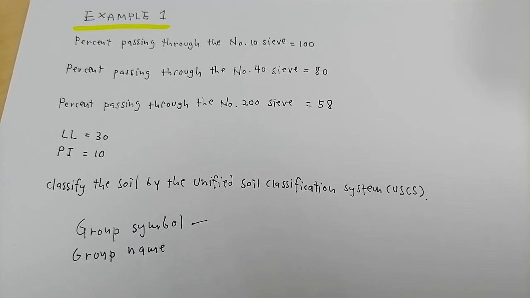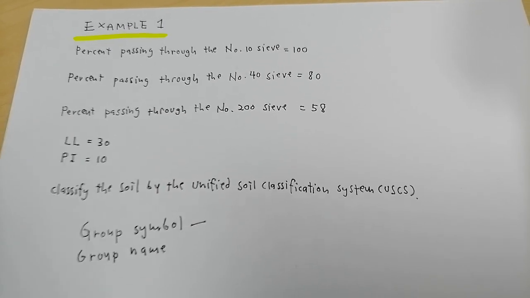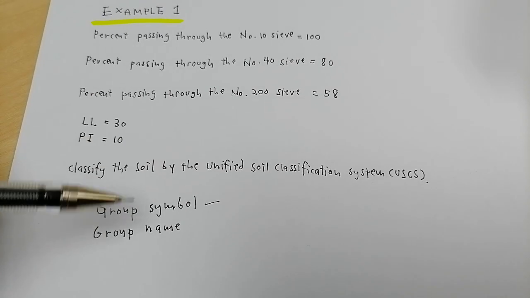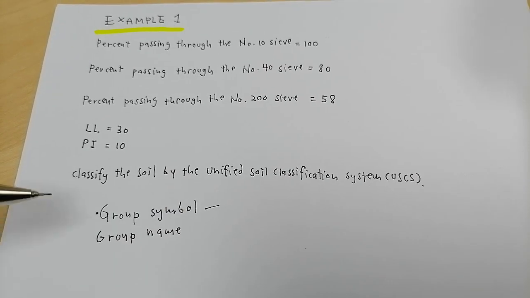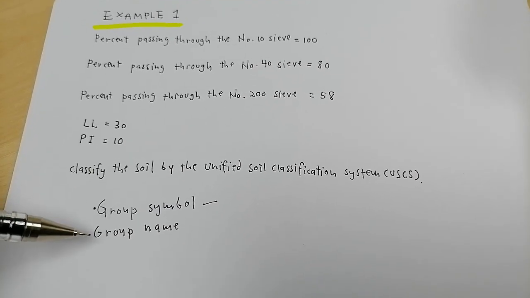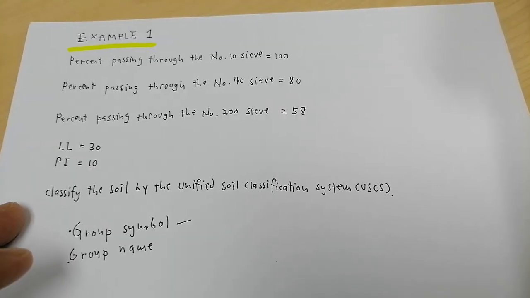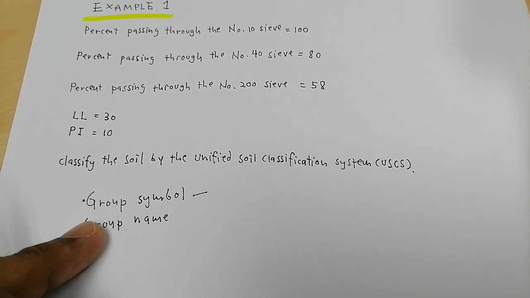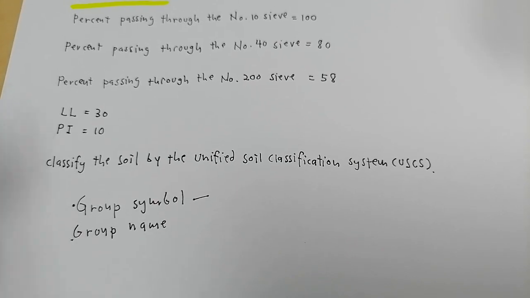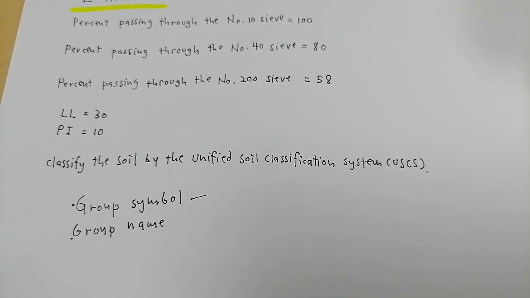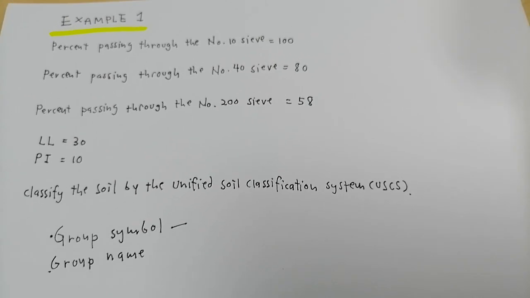So mesti ramai yang tertanya, kalau kita nak classify soil tu, kita nak berikan jawapan dalam bentuk apa? So you have to give jawapan dia macam ni. You have to mention the group symbol. Apakah group symbol tanah tersebut, as well as the group name. What is the group name for that soil? And in order to do so, untuk membolehkan kita klasifikasikan tanah kita, we have to refer to several tables. Kita kena refer kepada beberapa table.